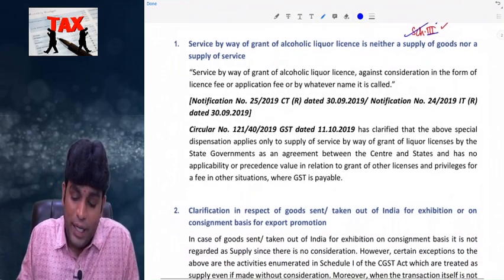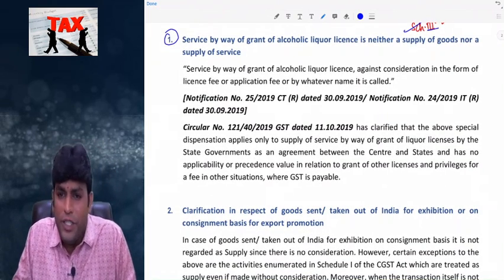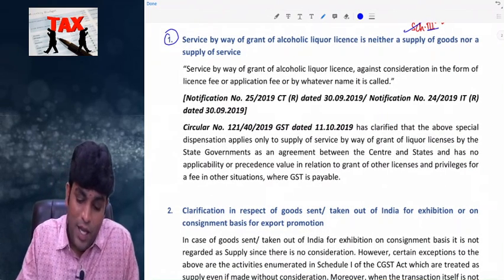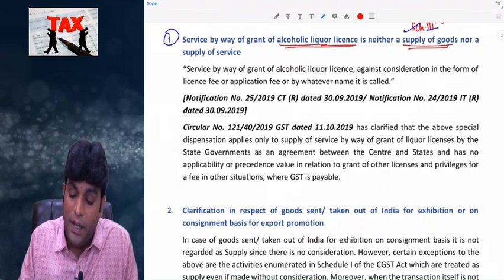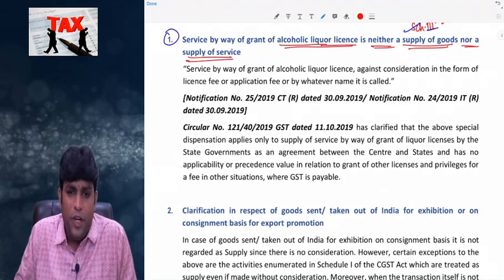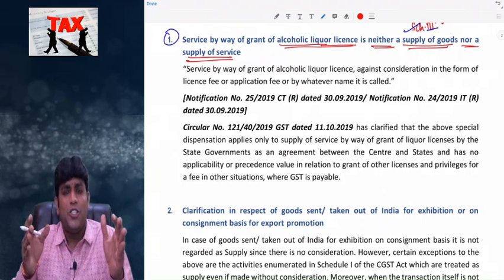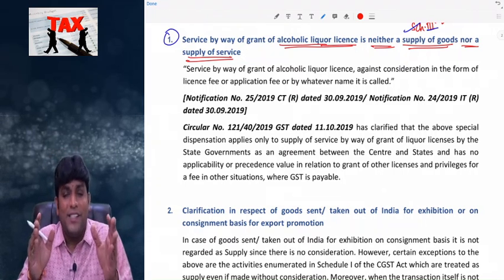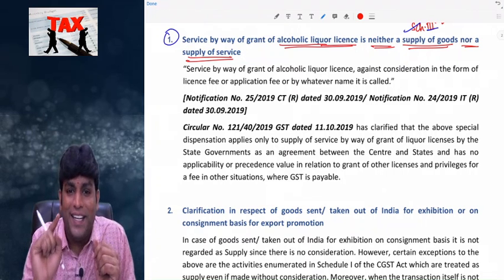Now, let's look at an interesting amendment in this topic of supply. The first amendment we will talk about now. Service by way of grant of alcoholic liquor license is neither a supply of goods nor a supply of service. Friends, first of all, we know that the GST definition itself says GST is a tax on supply of all goods or services or both except alcoholic liquor for human consumption.